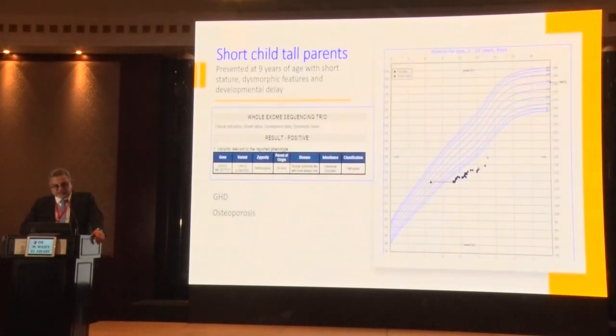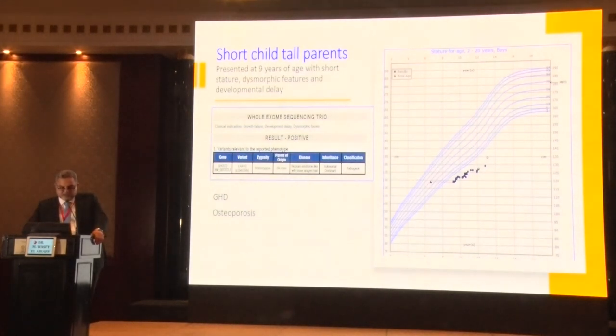Okay, the last one is a short child with tall parents. Presented at 9 years of age with short stature, dysmorphic features, and developmental delay. All right, so it's not typically the definition. It's got some dysmorphic features. And again, look at the parents above the 50th centile, and look at the child, and look at the bone age. The bone age is quite delayed, right?